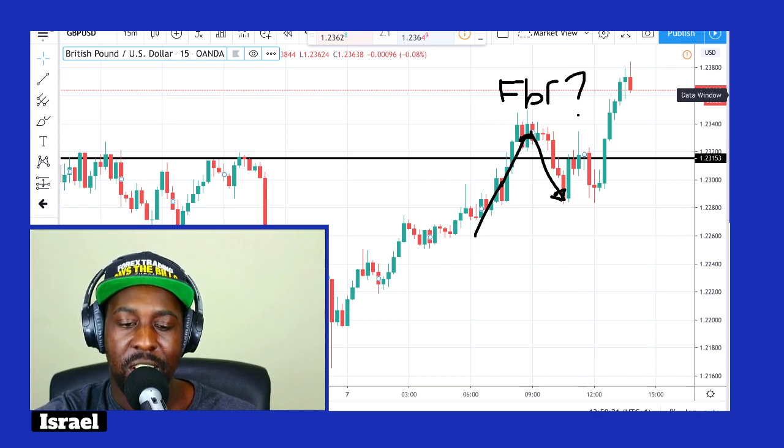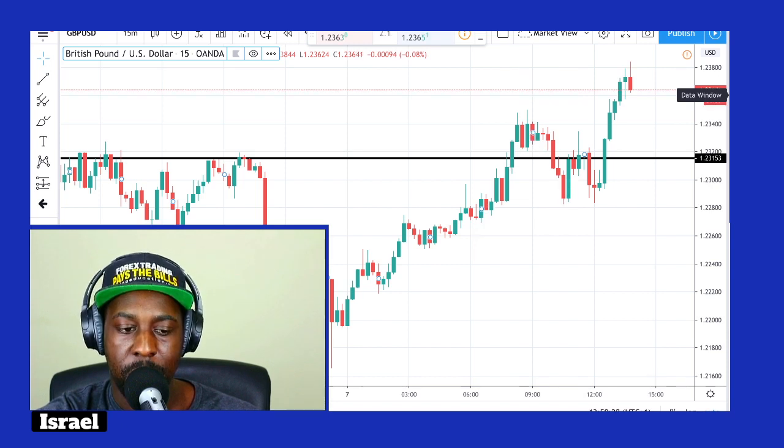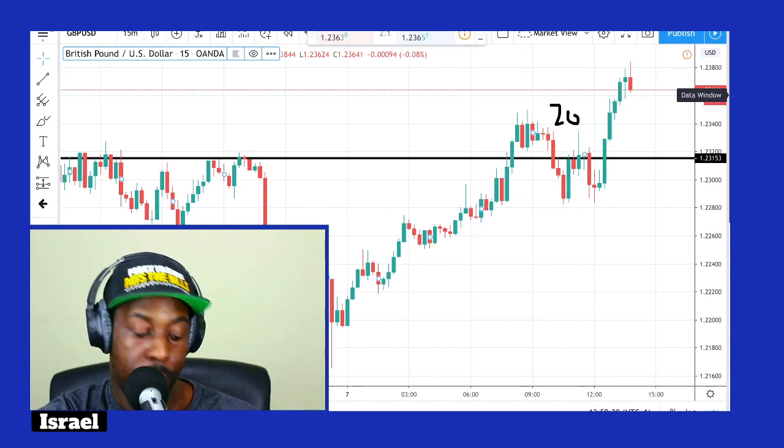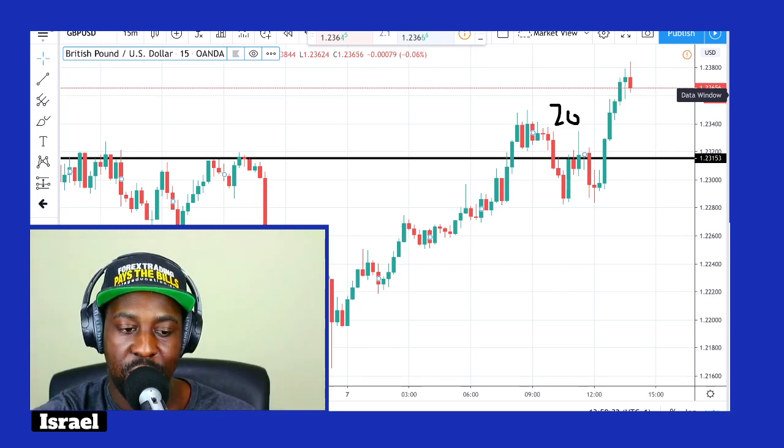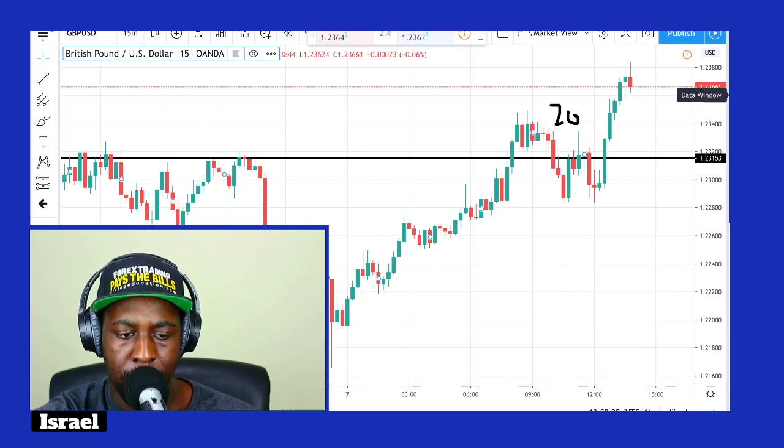Typically, the way cable is moving these days, you're looking at a lot of the time a 20 pip stop loss. You're looking at 9, okay, cool. If Israel's going to take this trade, he needs to get how much? At least 50, at least 3 times, right? So we're talking about potentially 60.